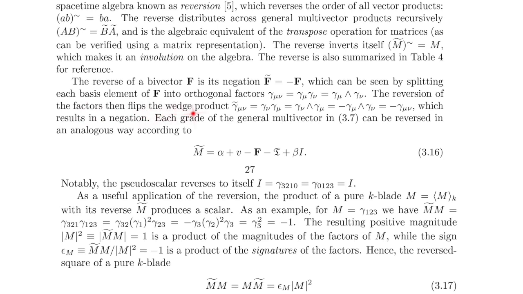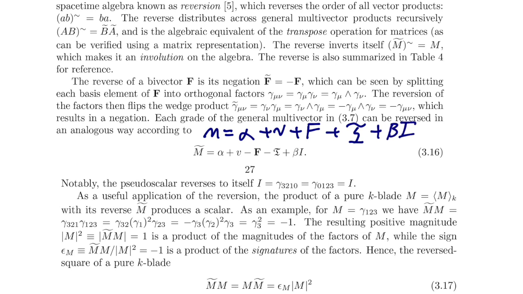The reversion of the factors then flips the wedge product. So reversion of mu nu is nu mu, which is the reverse of the wedge, which obviously, by the very nature of the wedge product, changes the sign. And then this last step is notational compression, where you're compressing this wedge product back into this nice tight notation. It flips the wedge product, which results in a negation. Each grade of the general multivector can be reversed in an analogous way. So the reversion of a general multivector, which I guess they didn't write down here, the general multivector M itself was alpha plus V plus capital bold F plus capital fractor T plus beta I.